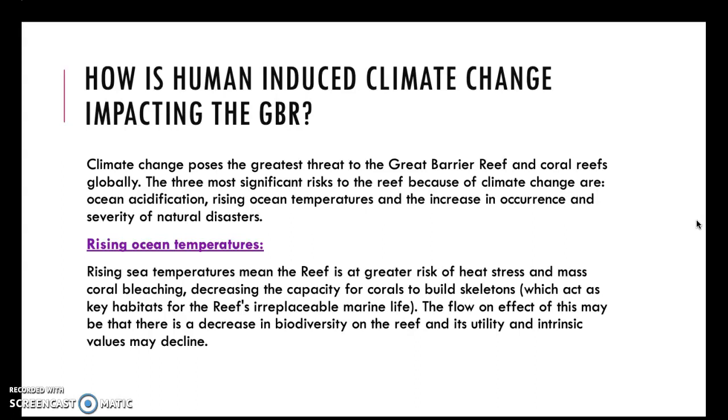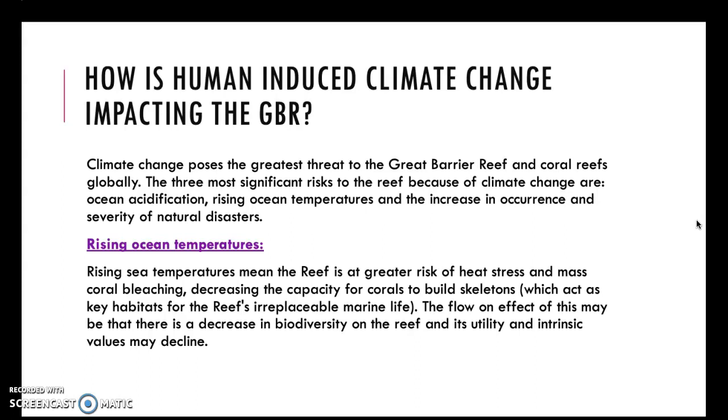And we're going to look at human-induced climate change, because while we know that climate change is a natural process, it is increased and sped up by things that humans do. Things like burning fossil fuels, etc. So the three issues specifically we're going to look at for the Great Barrier Reef around climate change are ocean acidification, rising ocean temperatures, and the increase in occurrence and severity of natural disasters. And you'll need to pause this and take a few notes along the way.